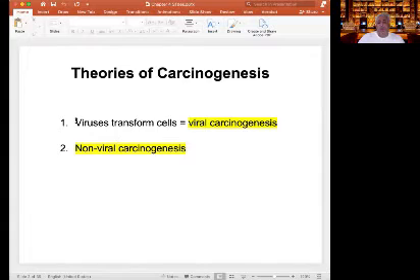So when viruses transform cells, we call that viral carcinogenesis, right? But there's another train of thought that materialized at the time that maybe because we can't find viruses in human cells and their cancers, maybe there's a non-viral explanation of how cancers materialize. And so the two camps started looking for evidence to support their particular positions.